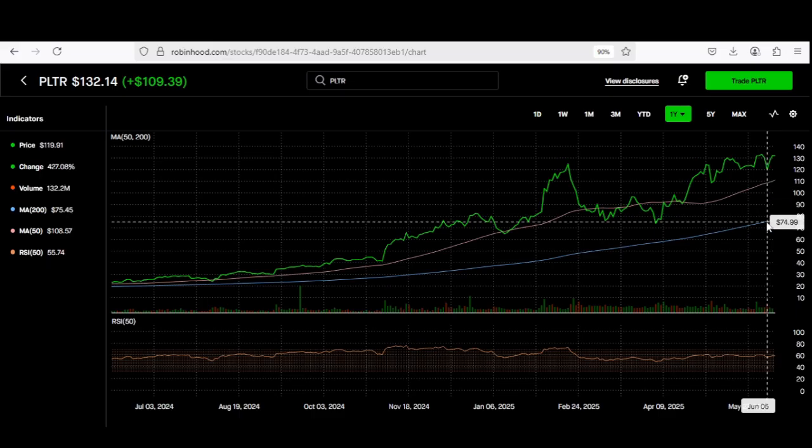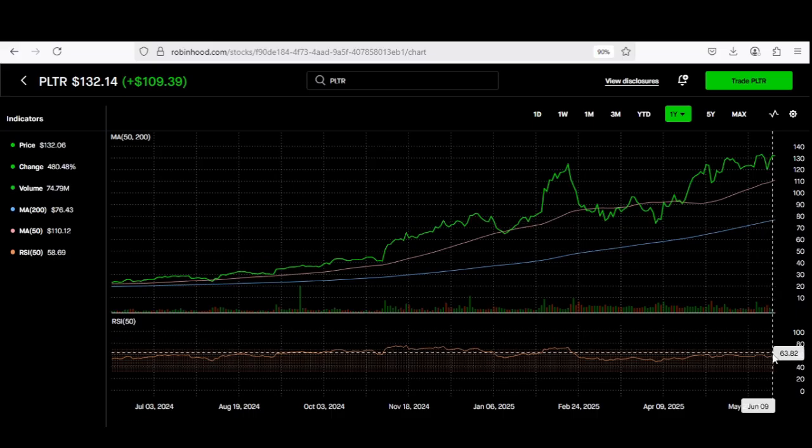The 200-day moving average is around the $75 mark. So the current price is almost twice as much as the 200-day moving average. Now we're going to go down to our RSI, and the RSI on this one now is about 60. So remember, the 60 RSI is moving closer to the 70 mark.